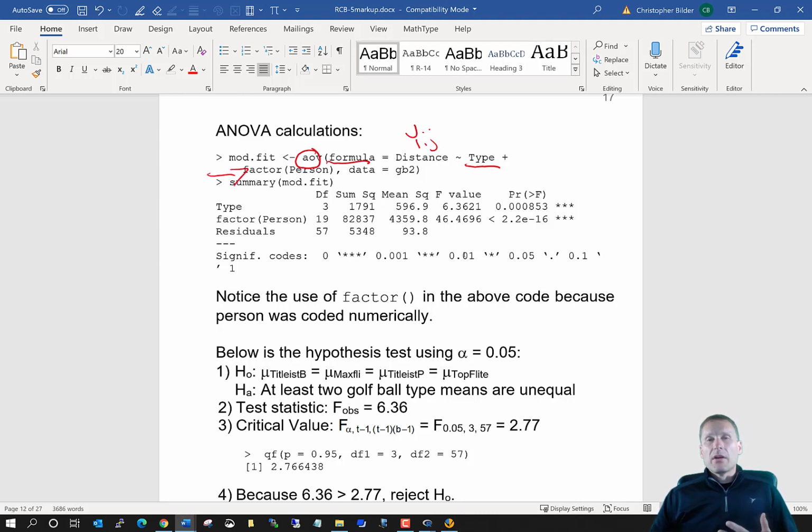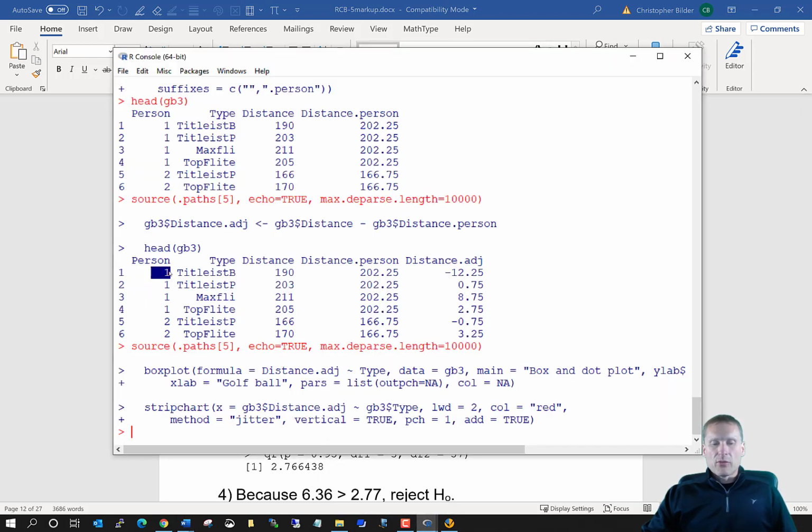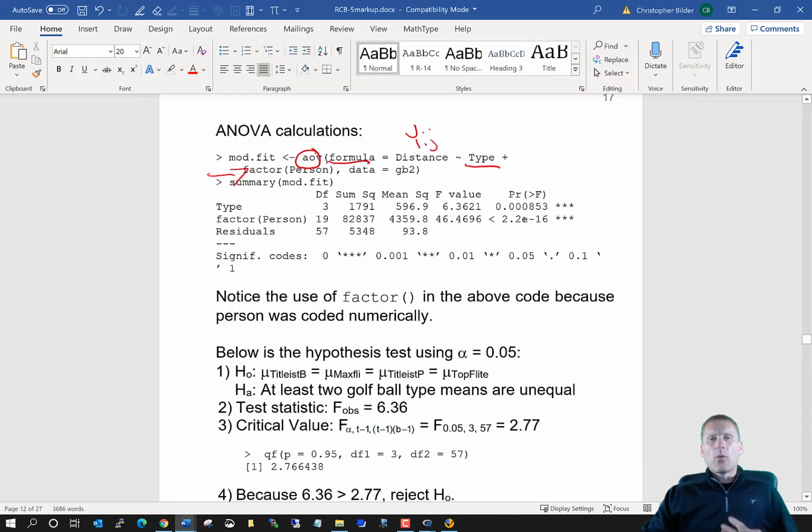person. So in the data frame itself, if you notice, we have person 1, person 2, and so on. So it's a numerical quantity. And we need to tell R that, let's say, person 2 is not greater than person 1, or person 20 is not greater than person 10, just because of the numerical way that we're labeling everything. And so to do that, similar to what we had with the Wheaties example, we say factor parentheses person in parentheses. My data is in GB2.